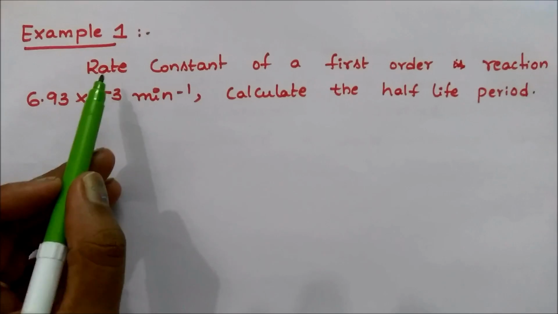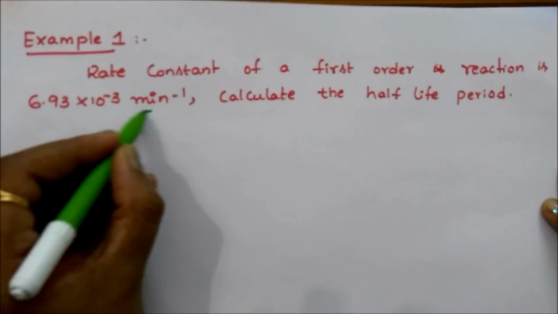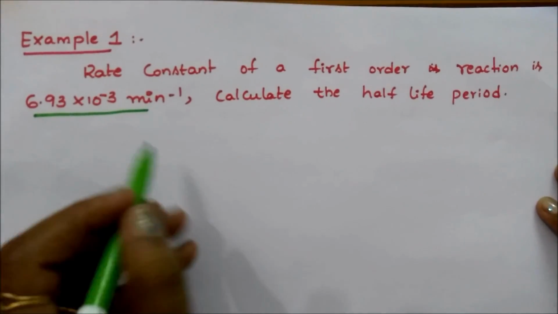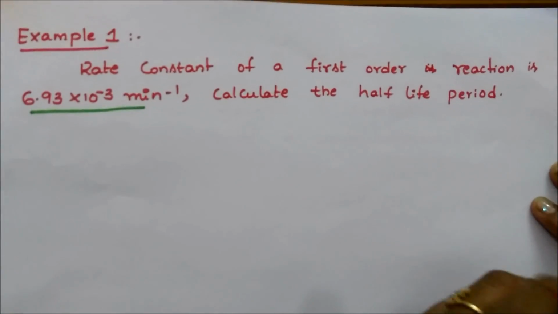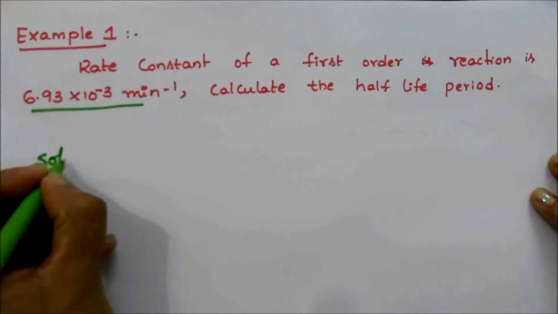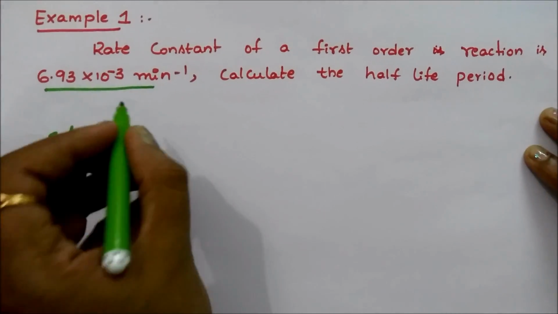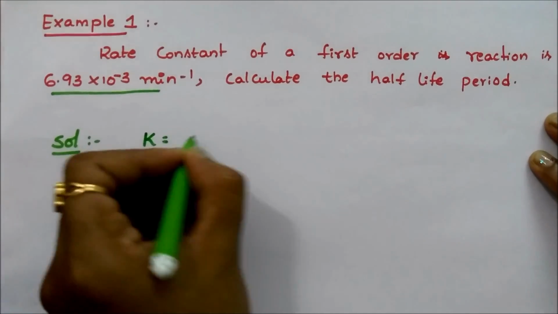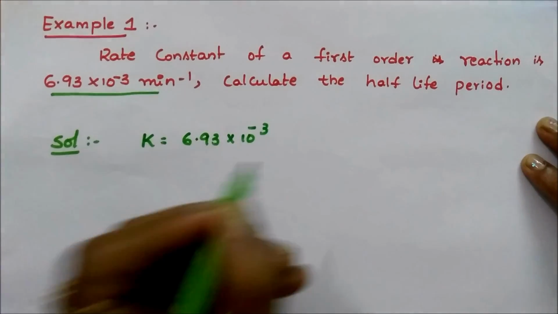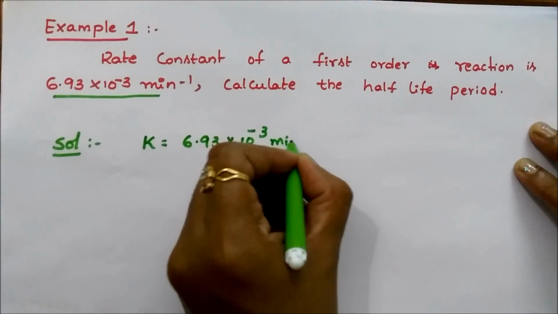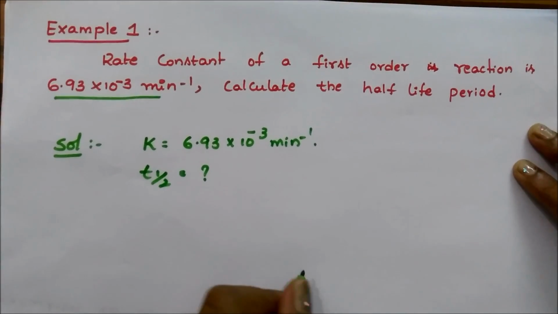See this model 1. Rate constant of a first order reaction is 6.93 into 10 to the power of minus 3 minute inverse. Calculate the half-life period. What is given in the question? K is given. K is equal to 6.93 into 10 to the power of minus 3. Then what we have to find? T half. T half is what we have to find.